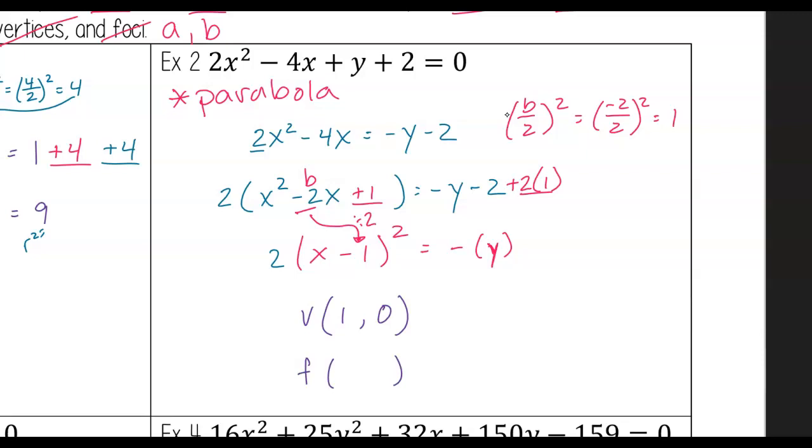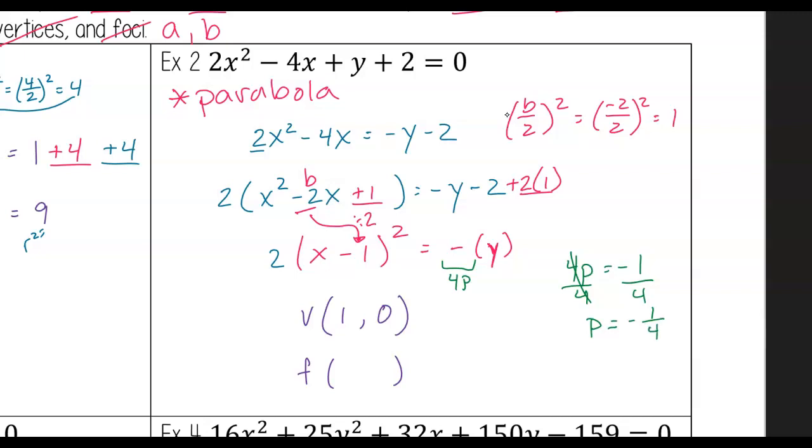Now, this is why the parabola is the hardest, because in order to know where my focus is, I need to know what my p value is. And remember, in front of our non-squared term is what represents 4p. So in this case, 4p is equal to -1. So when I solve for p, it is actually -1/4.